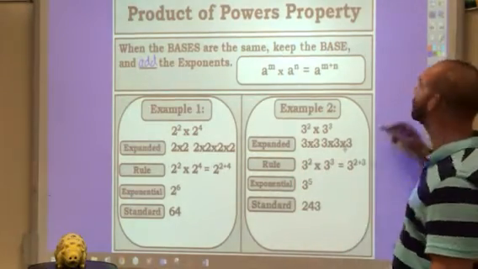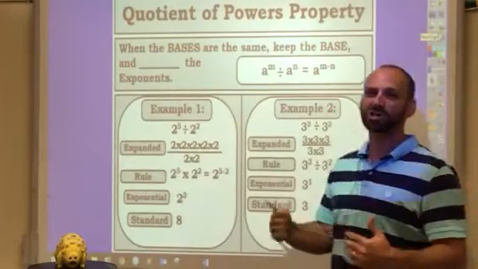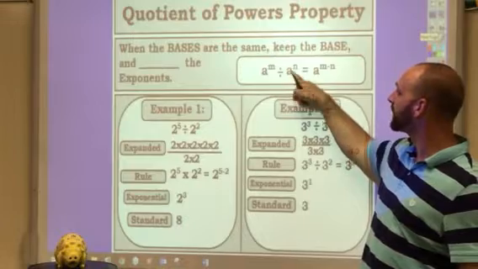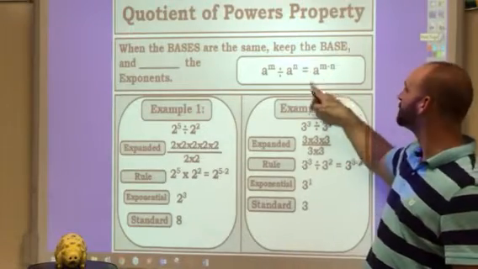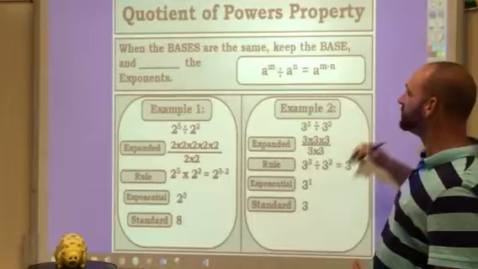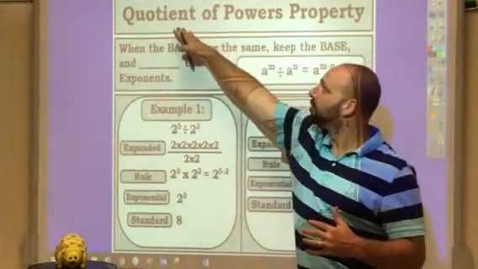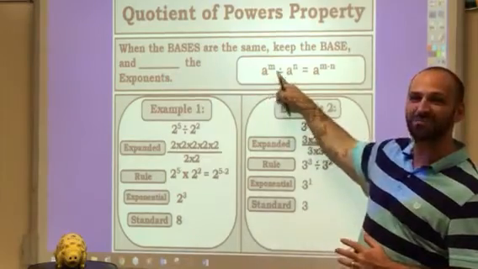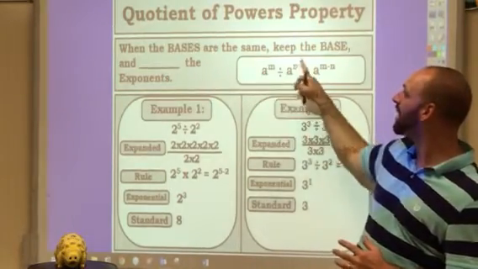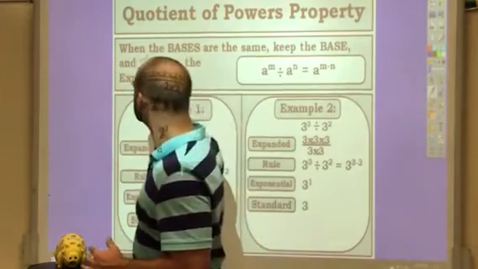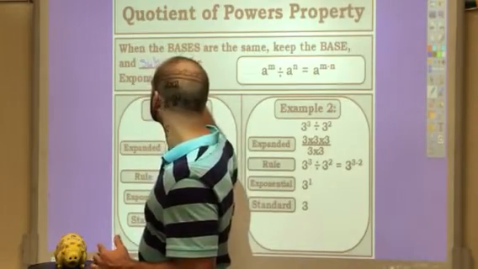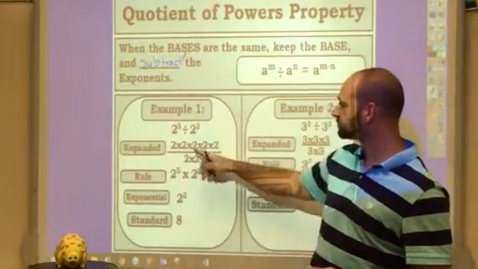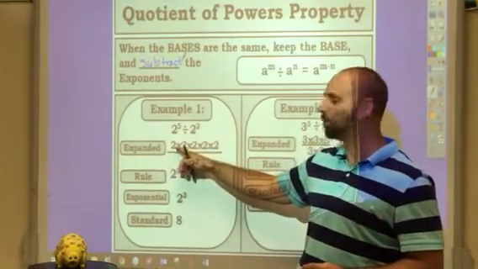Let's take a look at the second rule. Quotient of powers. So when the bases are the same, keep the base and subtract the exponents. So this time we're dividing, right? Quotient, so that's the answer to a division problem. When we're dividing a power by a power, we keep the base and subtract the exponents.